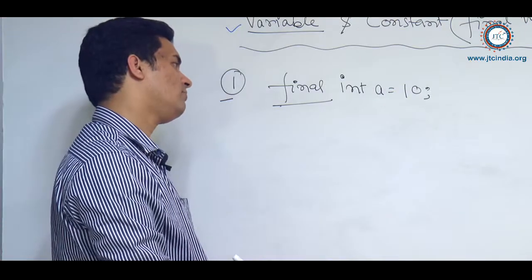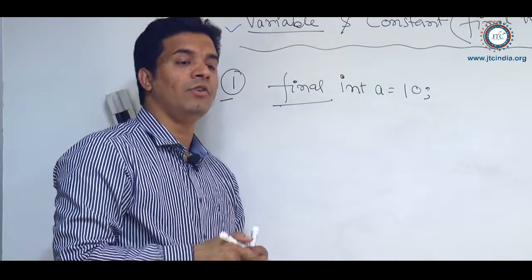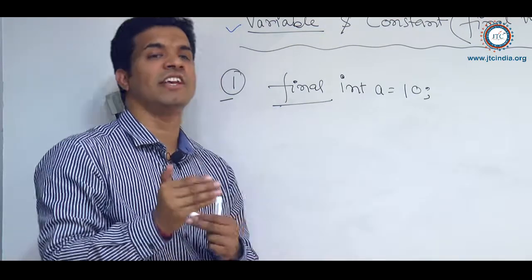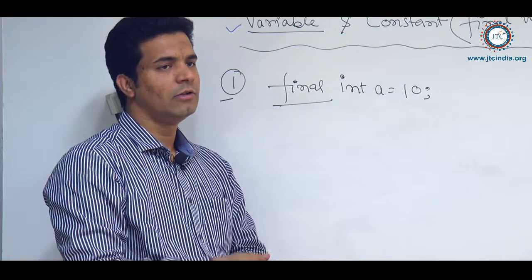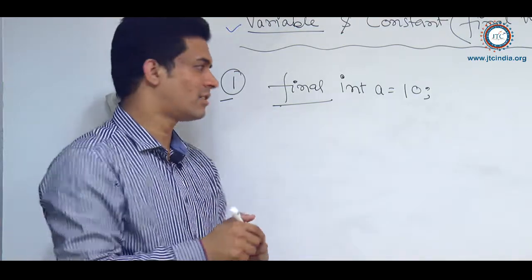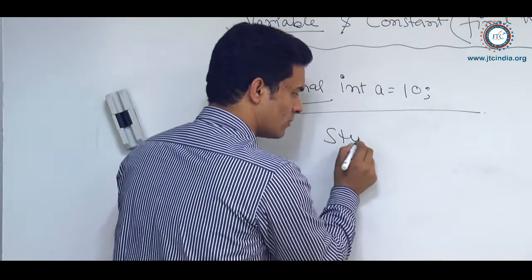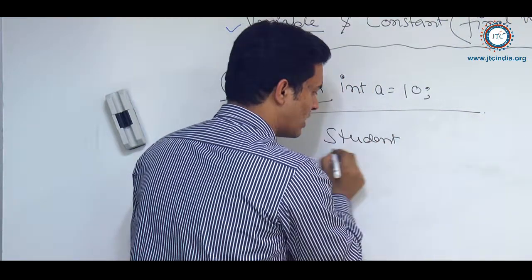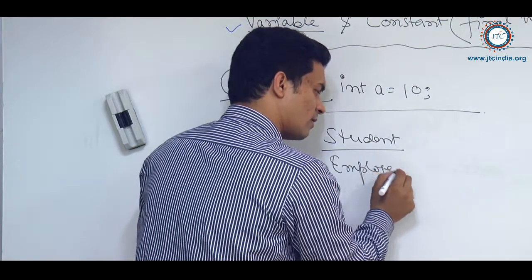We need a variable because the value of that variable may change according to our requirement. Let's say when we talk about a student, one student, or again you can say an employee.